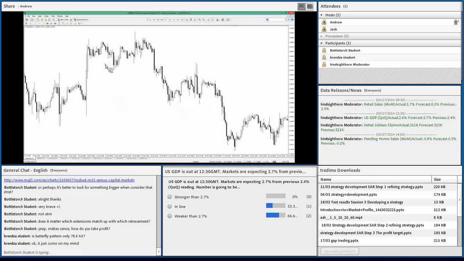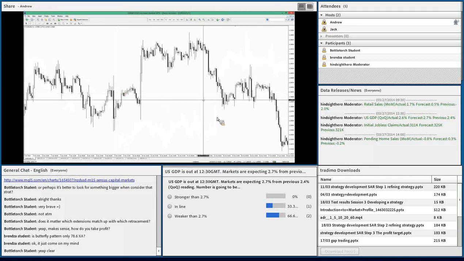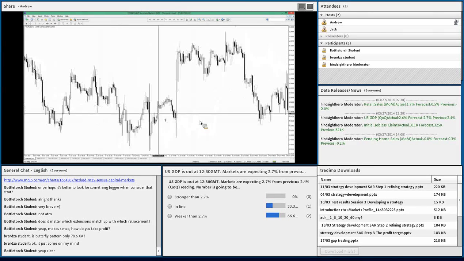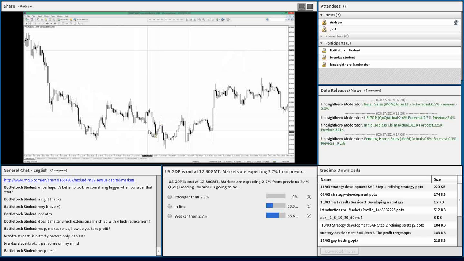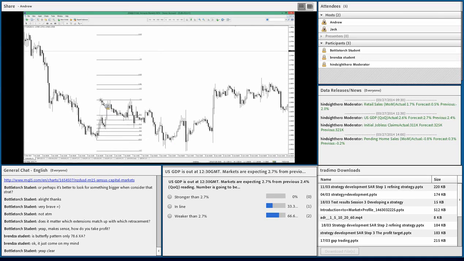Obviously here I'm really just focusing on the pattern. I'm not looking at where the pattern is in terms of support, resistance, etc. I just want you guys to understand the concepts there. Here we had a move up. So you see this case here.